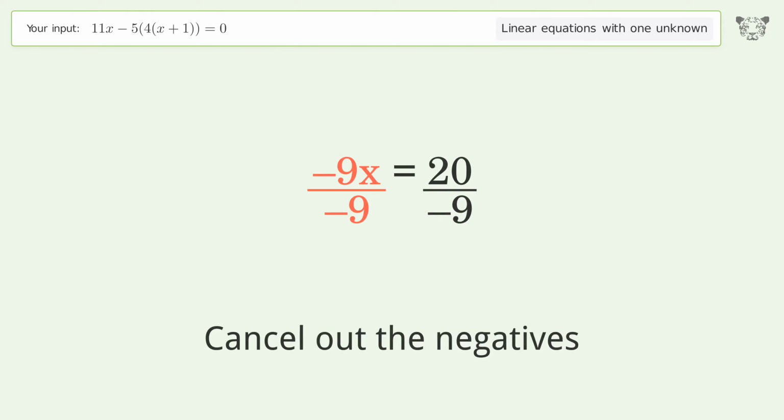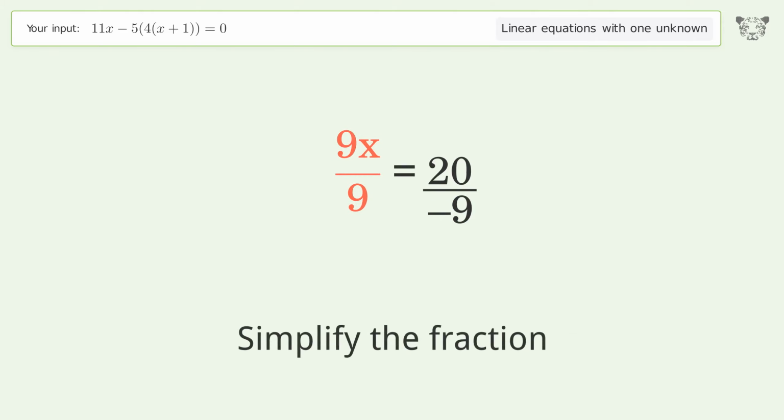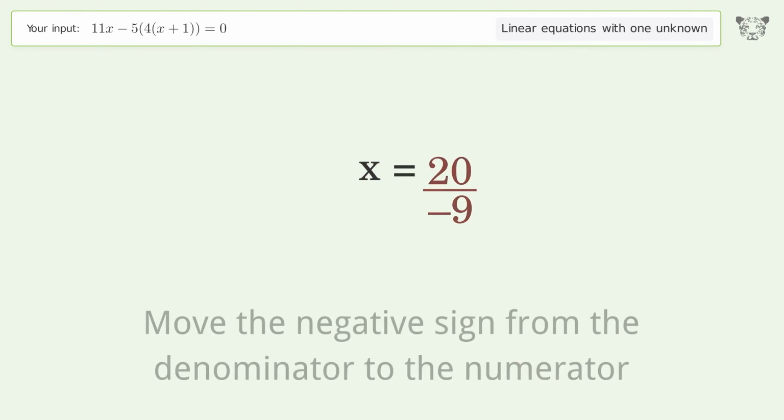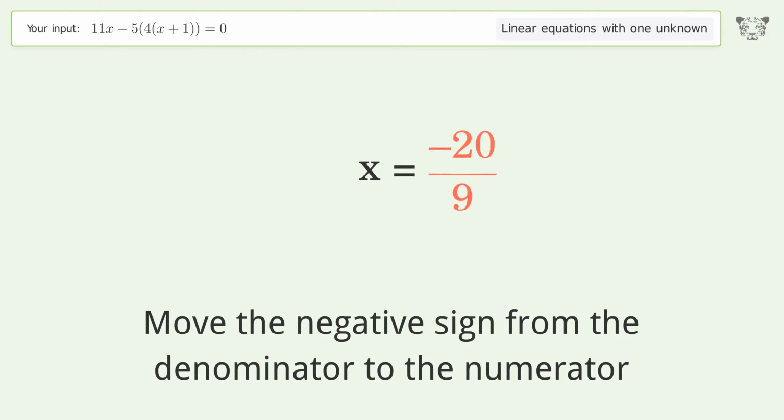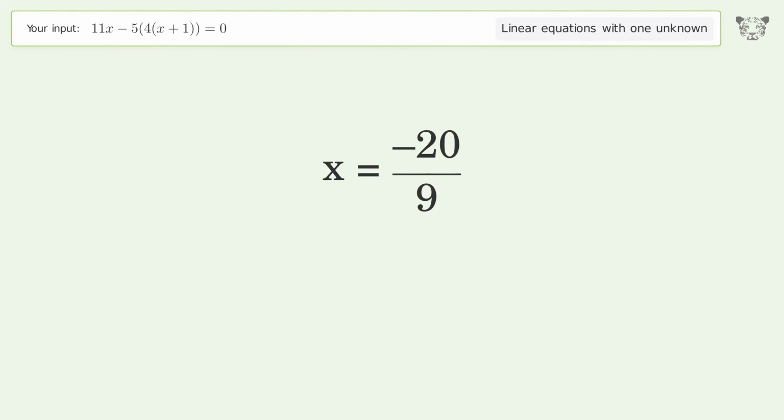Cancel out the negatives. Simplify the fraction. Move the negative sign from the denominator to the numerator. And so the final result is x equals -20/9.